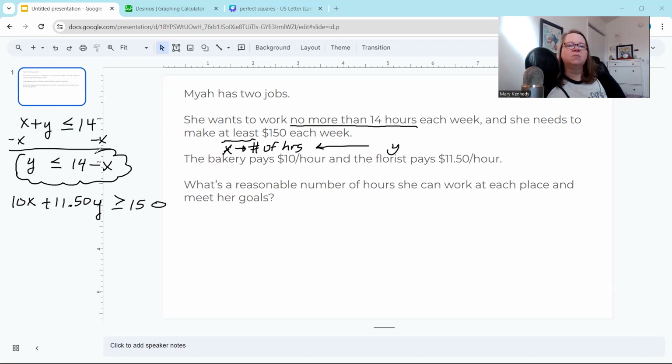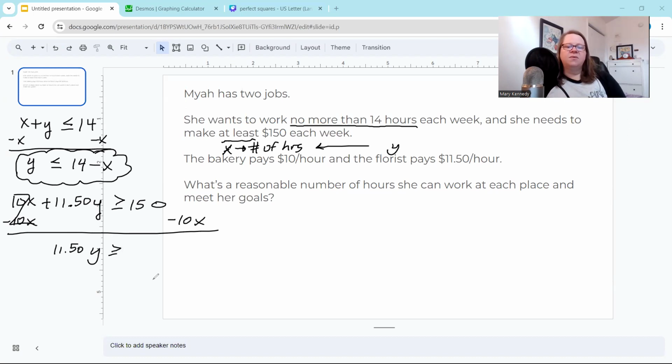I'll show you on Desmos in just a moment. That's just if you need to solve. I wanted you to have a chance to see that. And then here we can see if we want to solve for y, we're going to subtract 10x from both sides. I don't want to write 10x under 150 because I don't want to be tempted to subtract those numbers when they're not like terms, right? So that leaves me 11.50y is greater than or equal to 150 minus 10x. Let's divide by 11.50.